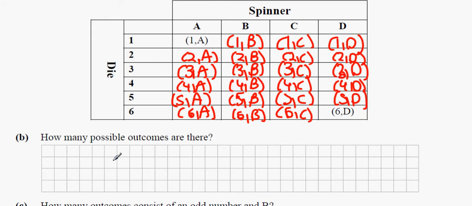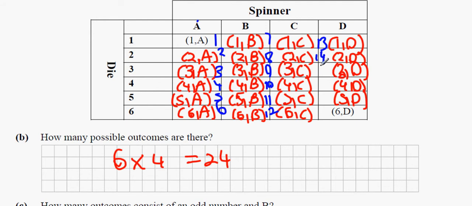As we said, 6 from the dice, 4 from the spinner is 24. Alternatively, just count them. 1, 2, 3, 4, 5, 6. So there's 6 in each one. So 6 by 4. Just count all the different results. 1, 2, 3, 4, and so on up to 24. So you can see there's 24 different results, okay?